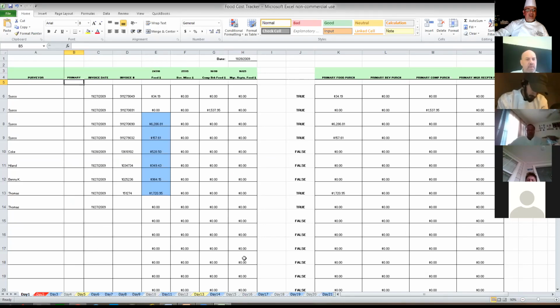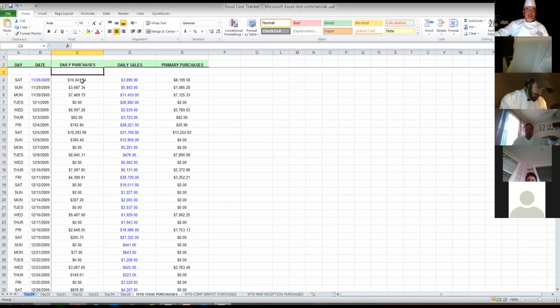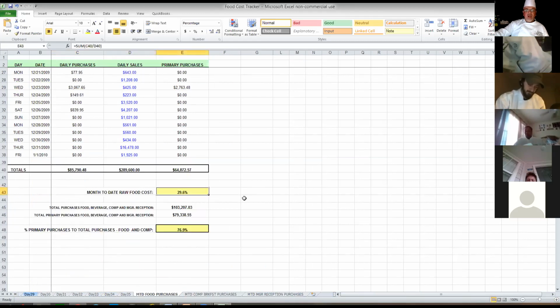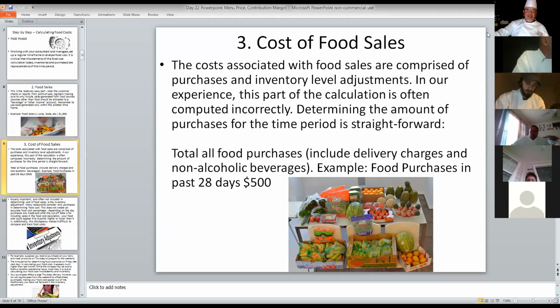Food cost tracker, left-hand side: name of the purveyor, invoice date, invoice number, and how much was spent on that invoice. At the bottom tab, all the way down to day 28 of day 30, and then here on this sheet, it'll tally how much you have spent, and all you have to do is plug in your sales, and it automatically gives you your raw food costs on a daily basis. It's all there, guys. It will come in handy. One of these days, you're going to say, what was that he gave us that day? What was it called? Do you have it?